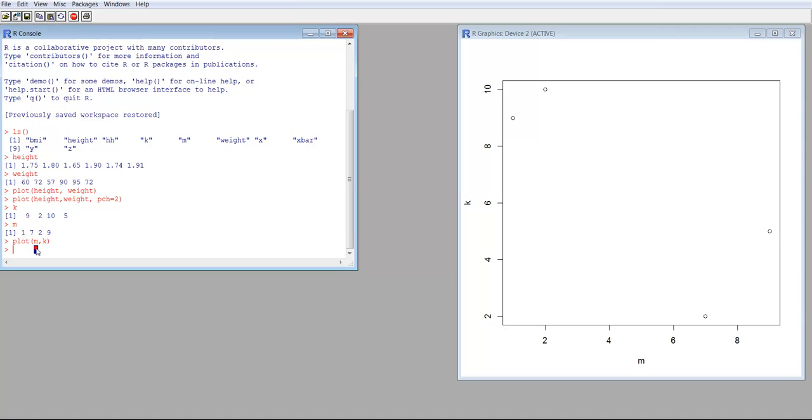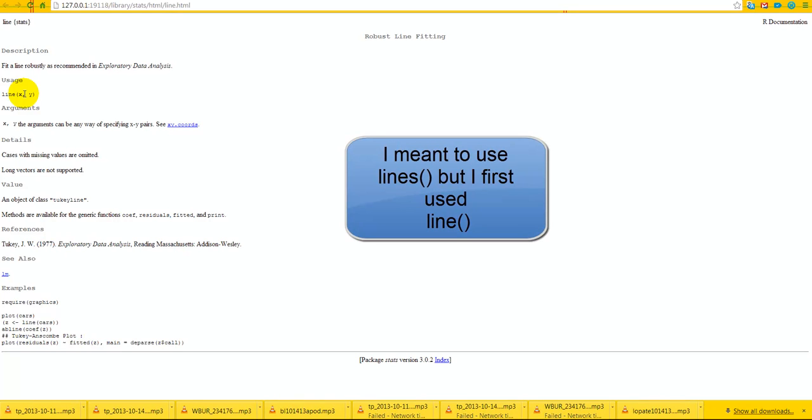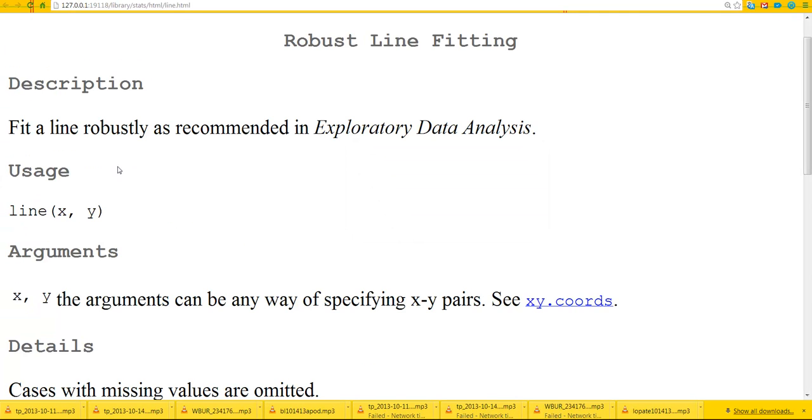Now let's explore this line function. Let's type in question mark line. Okay, so we can see that it takes two arguments, the x coordinate and the y coordinate of points. Actually, these are vectors, but when you set them up like we just did, for example m and k, we could put m and k in here.